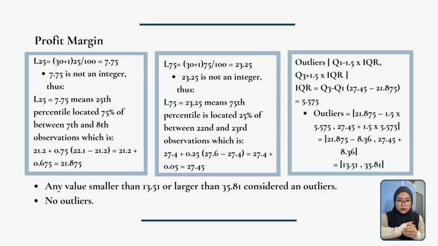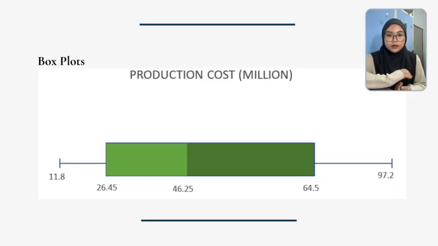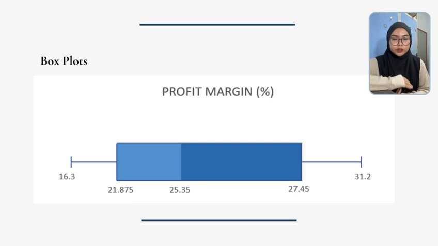So in this case, any value smaller than 13.51 or larger than 35.81 is considered an outlier. Same as the production cost, there are no outliers. This is the box plot for production cost based on the percentiles that have been calculated. This is the box plot for profit margin based on the percentiles that have been calculated.